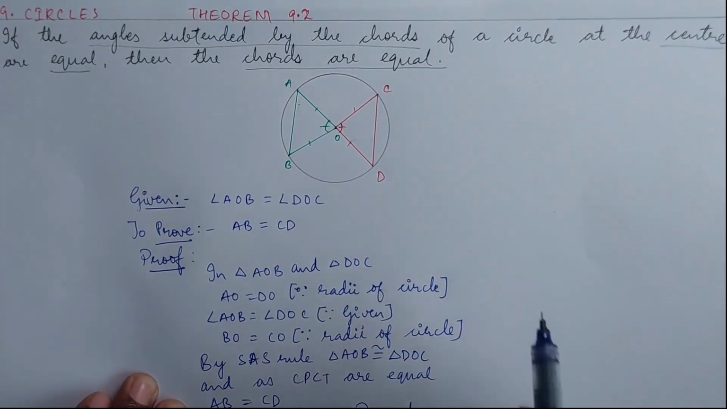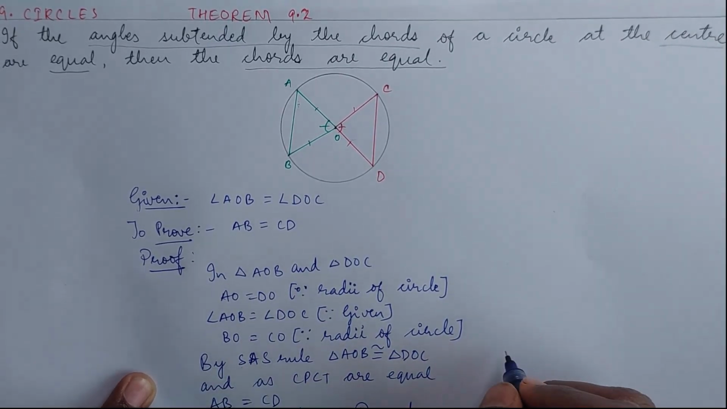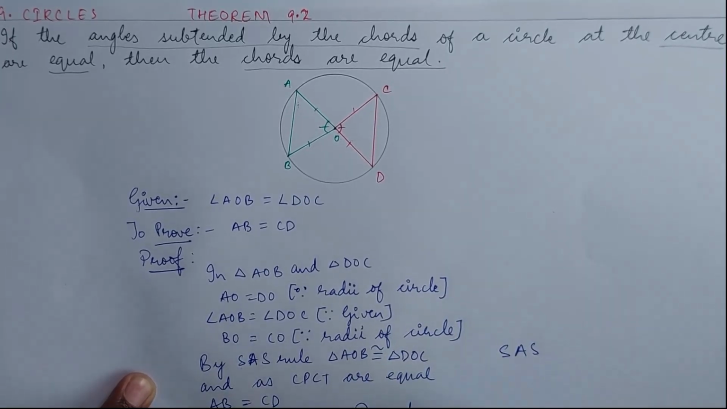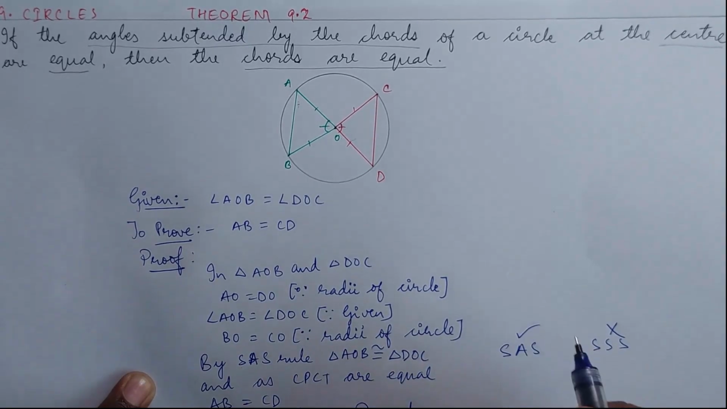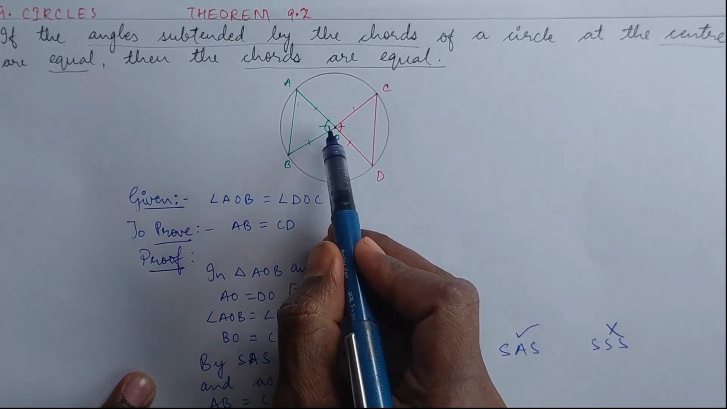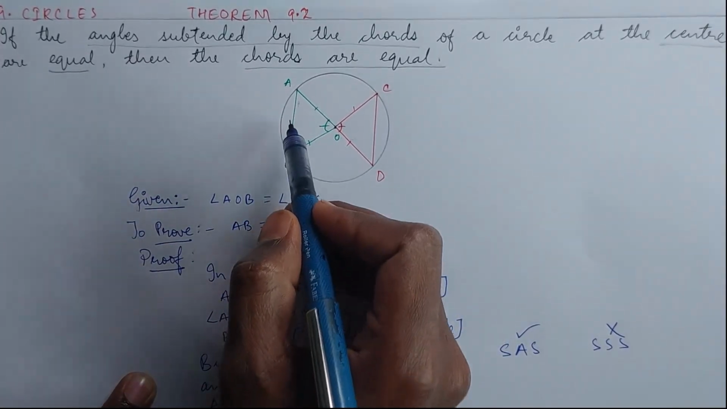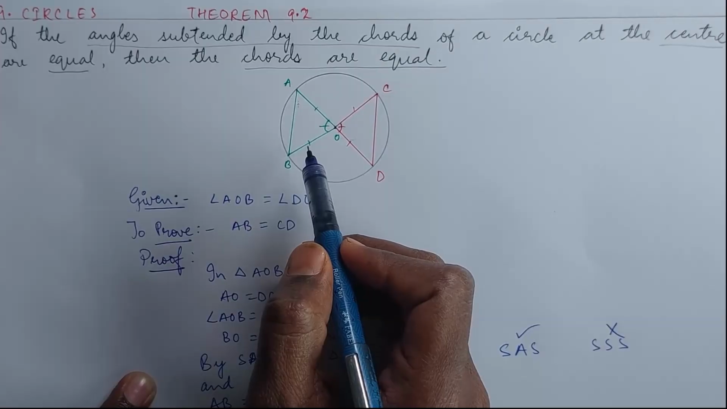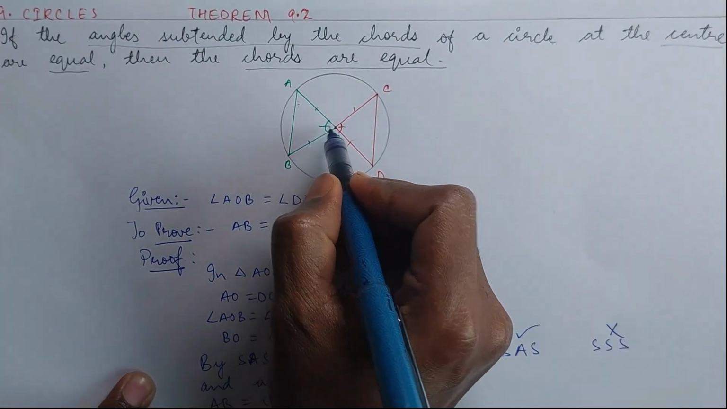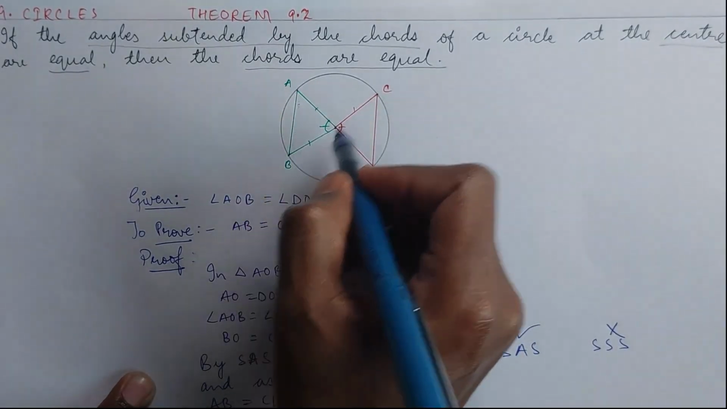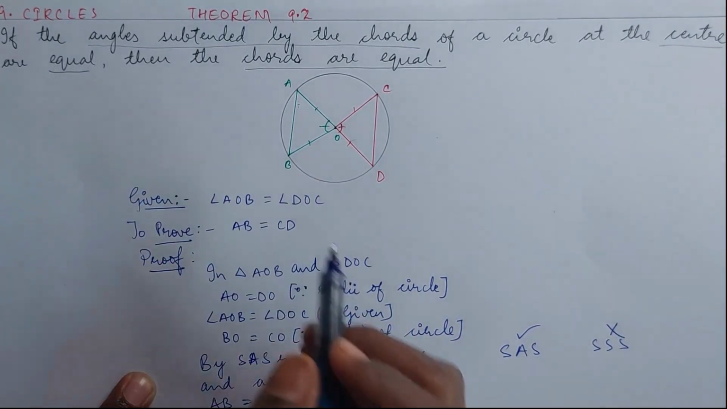that if the angles subtended by the chords of a circle at the center are equal, then the chords are also equal. Now a thing to notice here is that we have used the side angle side rule and not the side rule which we used in the previous theorem, because here the angles were equal, and in the previous theorem the chords were equal and we were proving that the angles were equal. In this theorem, the angles are equal and we are proving that these chords are equal. So this is how we have proved Theorem 9.2.